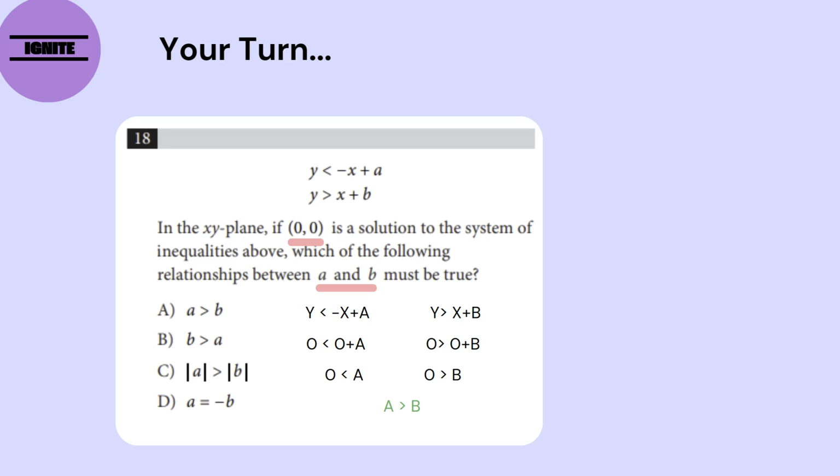Well, this would only make sense. Say A was 1 and B was -1. They fit those inequalities. So A has to be greater than B because 1 is greater than -1. It's important to use test cases to figure out how to solve these kinds of problems. So in fact, our answer is A. A is greater than B.